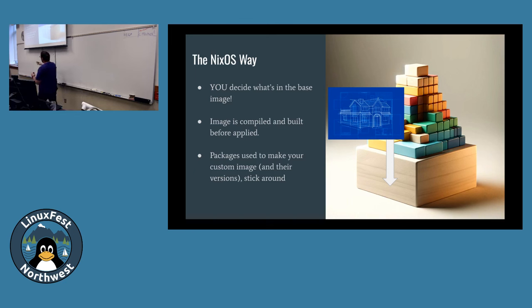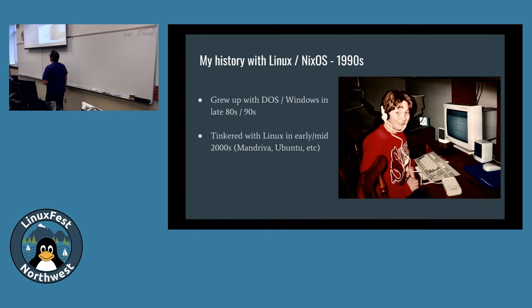And what they do is, it's still the same type of thing, right? You have this core base that you can't mess with, and your files and containers and Flatpaks and stuff are on top, but you get to decide what's in that base image. So if you want Docker in there, go for it. If you want MySQL, PHP, VS Code, whatever you want, you can put that in the base image. And then the pieces that it uses to build that base image stick around, all the versions of that, which will come in handy in a little bit here.